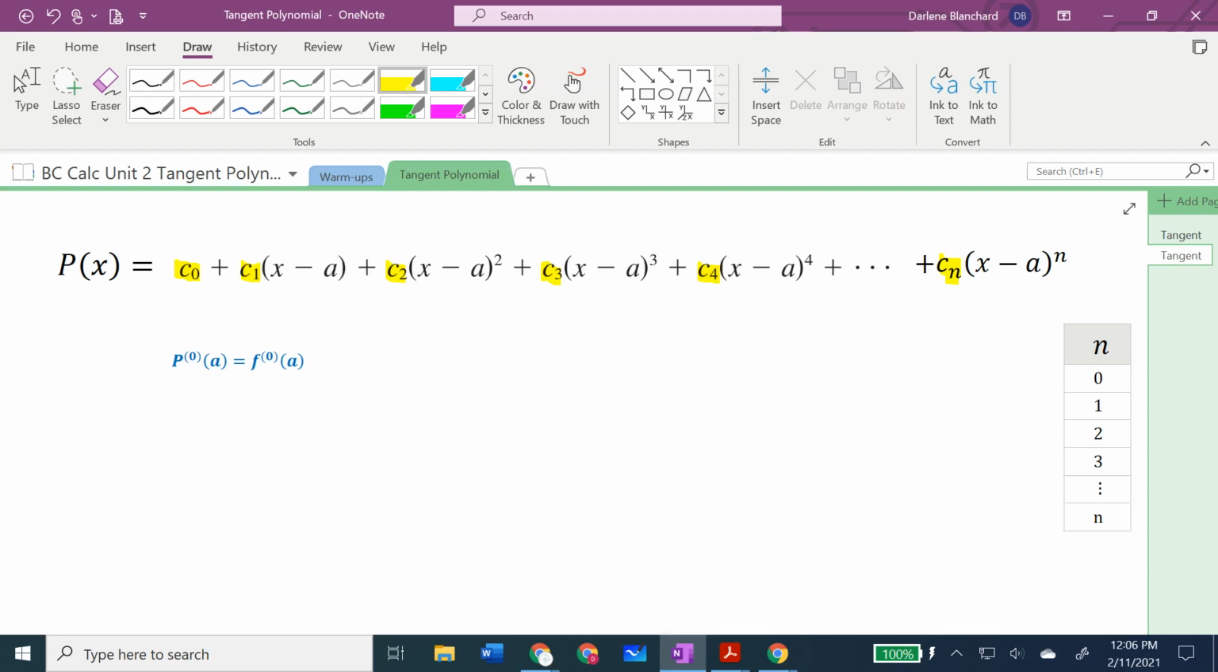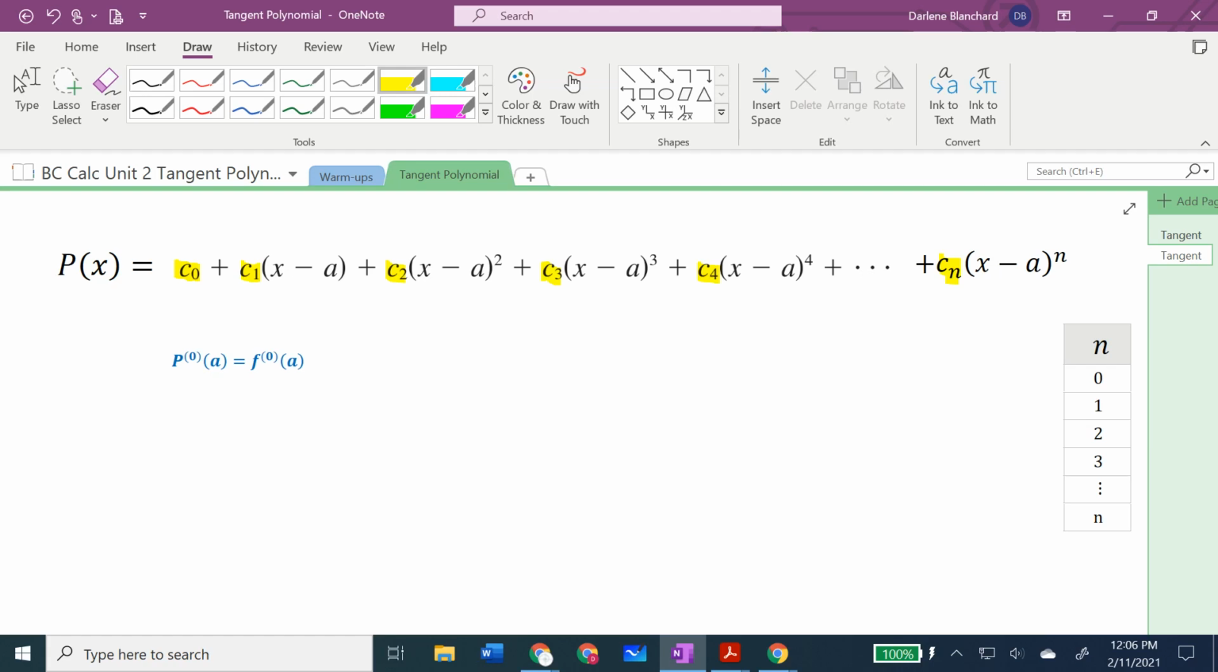The only thing that differs from one polynomial to the next are those highlighted coefficients. I want you to really take a moment to think about that. Think about all the graphs you've ever seen of polynomials. The only difference from one to the other in their equation are those coefficients.